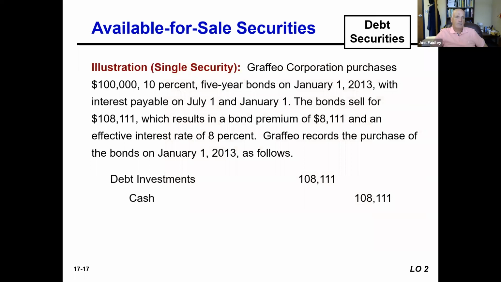All right, so here's very similar transactions. It's just some are designated as available for sale, some trading, some held to maturity. Same thing there, 10% bonds. Interest rate's 8%, market rate. So in order for us to get 10% from these bonds, we had to pay up for them, didn't we? $108,111 versus $100,000 face value.